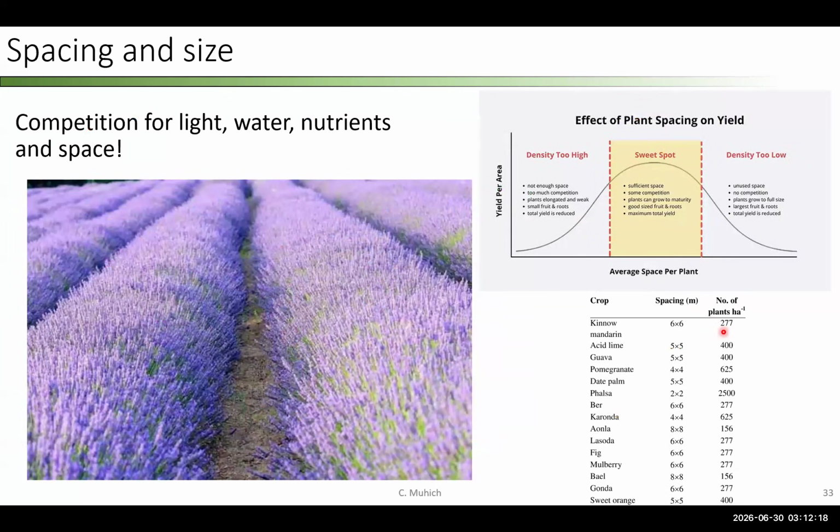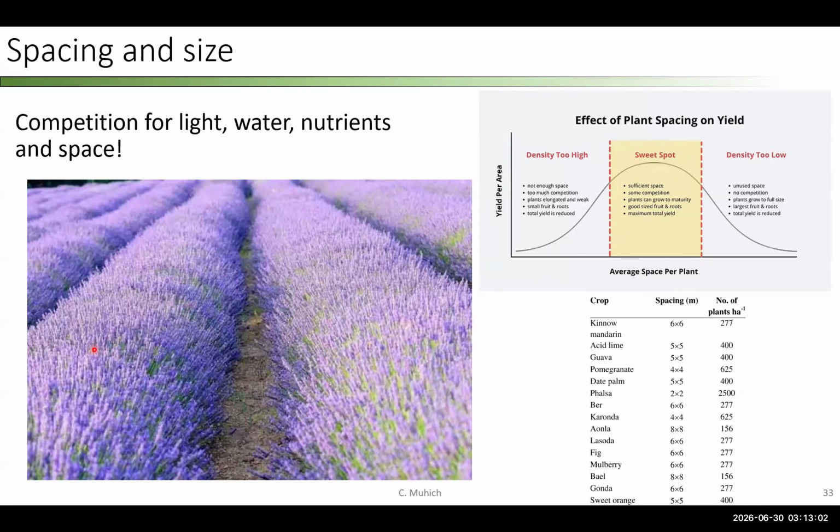So not only do we need to think about the macro scale of the environment that it's in, but we need to think about how to space and size the plants, right? So depending on how large the plant is going to grow, you have to place it different distances apart. So here's an example showing lavender. Here's a large row. We have a pathway in between these rows so that the farmer can move about and check on the plants.